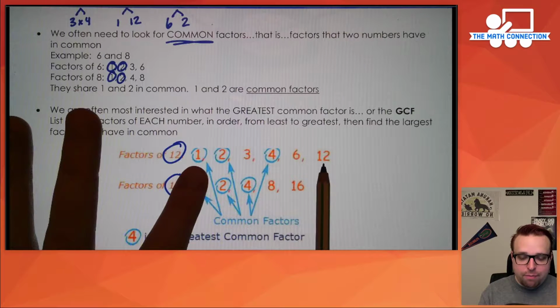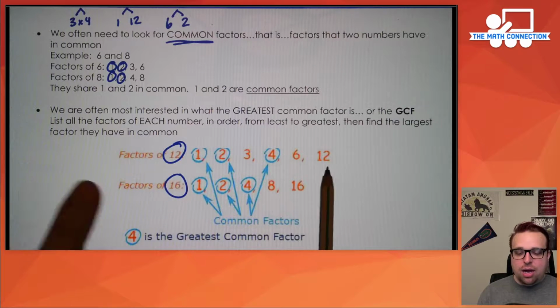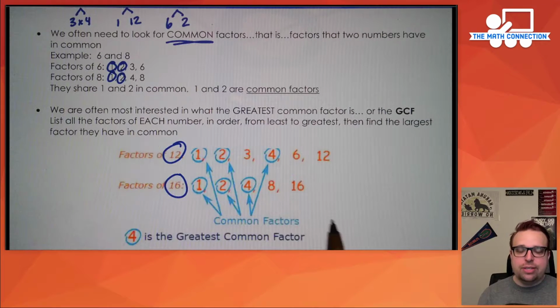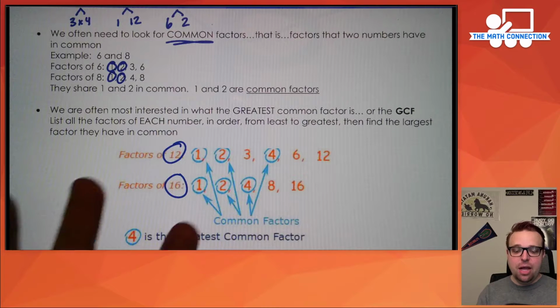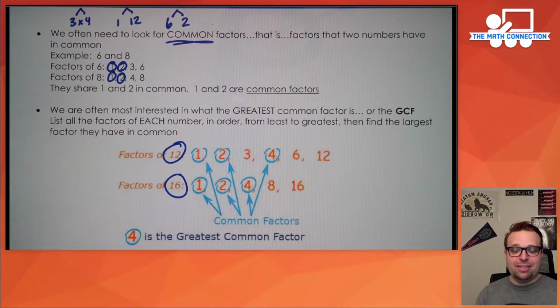1 and 12 multiply to make 12. 2 and 6 make 12, and 3 times 4 makes 12. When we're looking at 16, 1 and 16 multiplied make 16. 2 and 8 multiplied make 16. And 4 times 4 gives me 16. Notice I didn't repeat that 4 in here because that would just be really confusing. I only have to list it once.